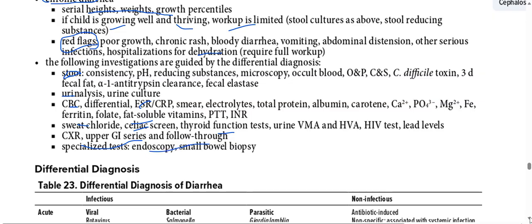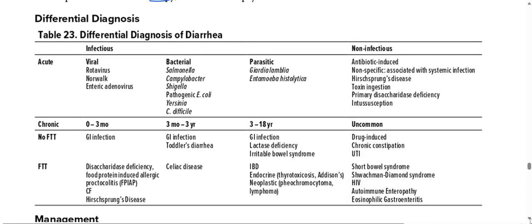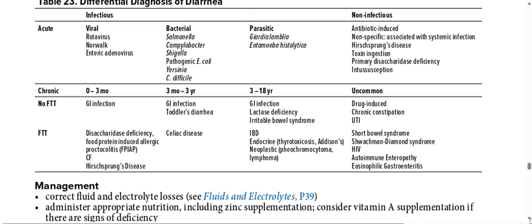Now the differential diagnosis of diarrhea, just like we read the differential diagnosis of vomiting. For acute diarrhea, of course, infections are the most common causes: viral, bacterial, and parasitic infections. What viral? Rotavirus, Norwalk, enteric. I think rotavirus is the most common cause of viral diarrhea. Bacterial: Salmonella, Shigella, Campylobacter, E. coli, Clostridium difficile, and Yersinia.